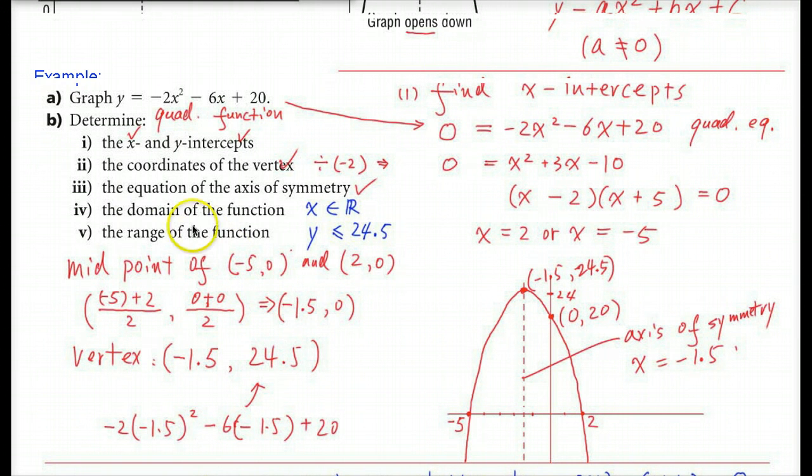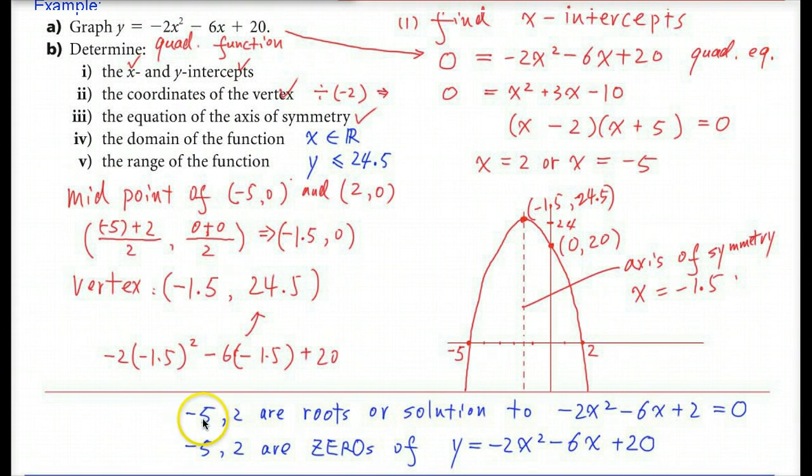And then we just have a look. We got the x and y-intercepts, we got the coordinates of the vertex, and we got the equation of the axis of symmetry, and then look at the domain. For this kind of quadratic function, its graph is a parabola, and you can see x can be any real numbers. So that's the domain. And for y, because it has an opening, in this case opening down, there's a vertex as a maximum point. So for the y value, it can only be 24.5 and smaller. So we got this range right here.